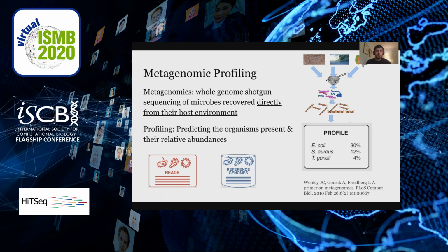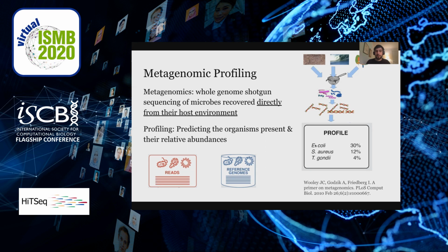So metagenomic profiling, just to define this term, a couple of words here. Metagenomics is defined as whole genome shotgun sequencing of microbes, such as bacteria and viruses, recovered directly from their host environment. Whether soil, ocean water, human gut, microbes are everywhere. And the advantage of this, obviously, over traditional culture-based analysis of microbes is that in culture, you can't always sequence all the microbes, and you can't capture the real community diversity in the real world. So that's metagenomics. Profiling is predicting the organisms present in the sample and their relative abundances.